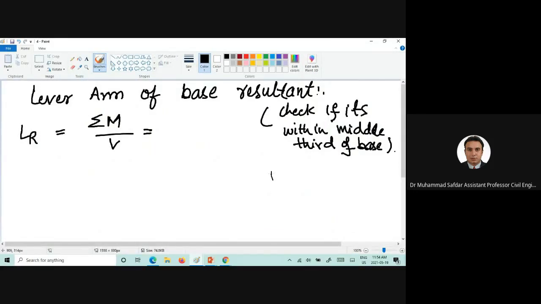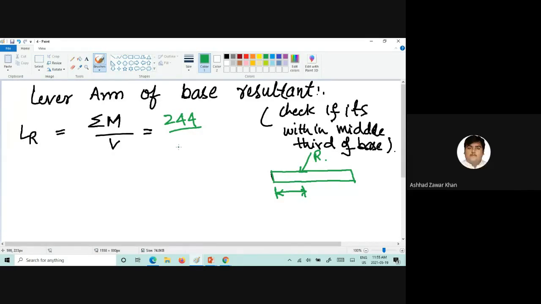Now we are given a retaining wall. Now here is the resultant R which is acting. So we need to find out this lever arm. In order to find that, we need to divide the summation of moments, which was, I guess, 244. So what was the value of the vertical forces? 212.5. So LR would be equal to approximately 0.92 meter.